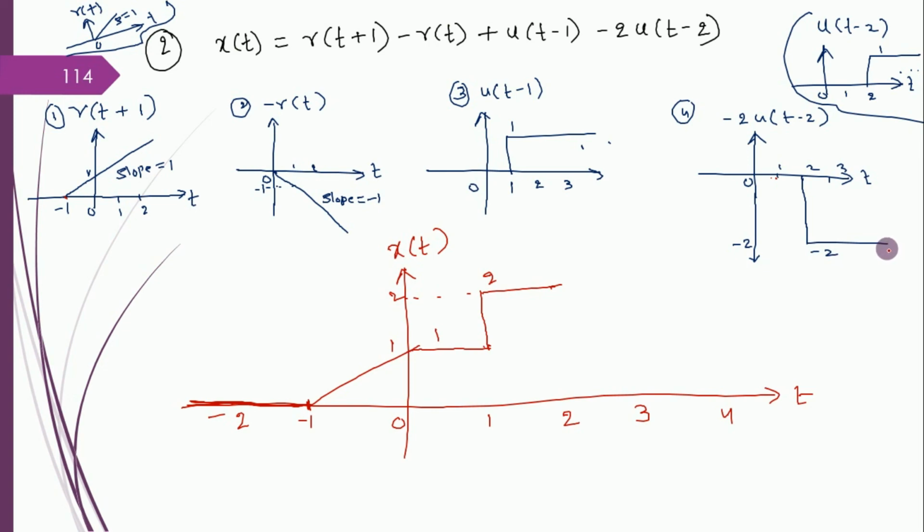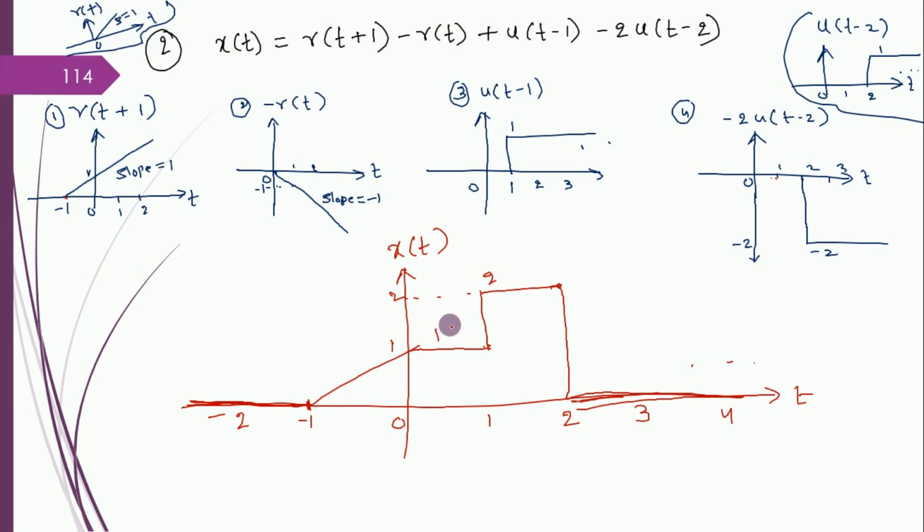Here, a new amplitude is getting added because of the fourth term, that is minus 2. So whatever value I have, if I add minus 2 to it, 2 plus minus 2 is 0. So it continues thereafter at 0. That's it. So this is the answer for the given problem.